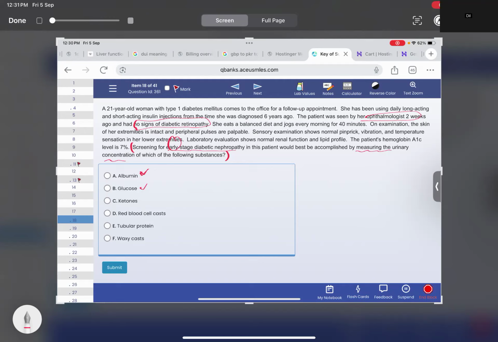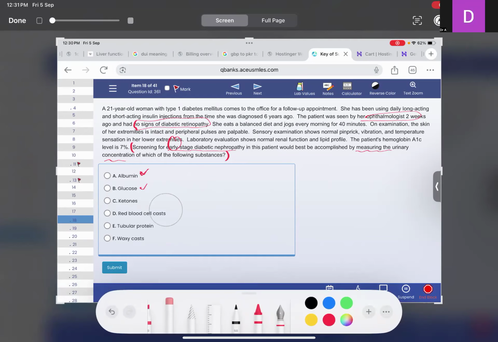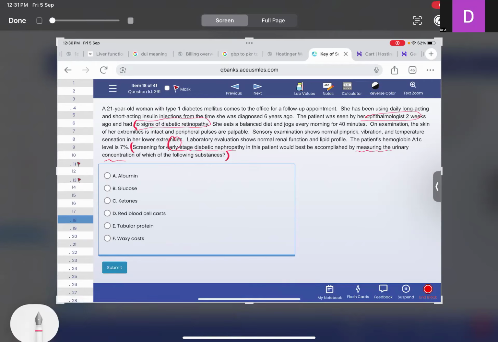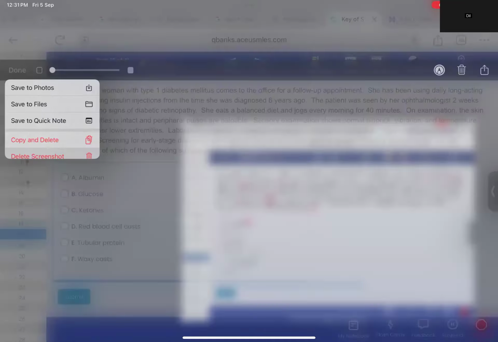Same for the ketones. We have ketones in ketonuria and diabetic ketoacidosis, RBC casts in hematuria. We have these in nephritic syndromes. Waxy casts in end stage renal disease, right? So the point over here is they just want to know whether you know that albumin is used for the screening of early stage diabetic nephropathy. Okay.